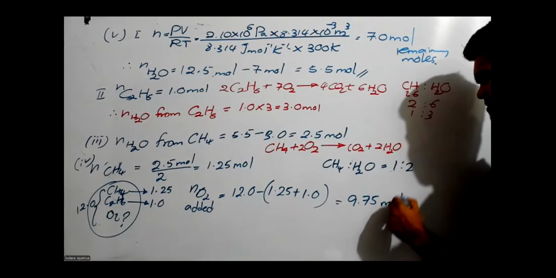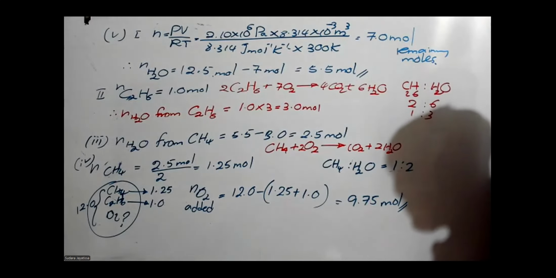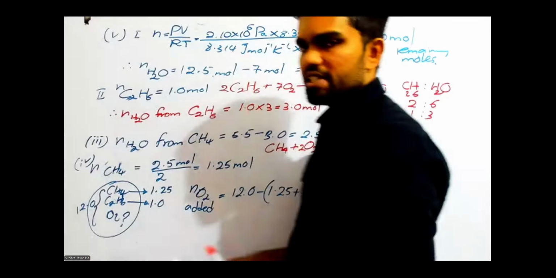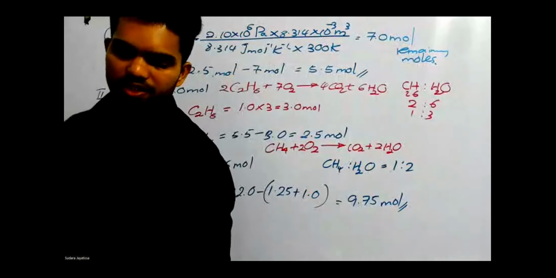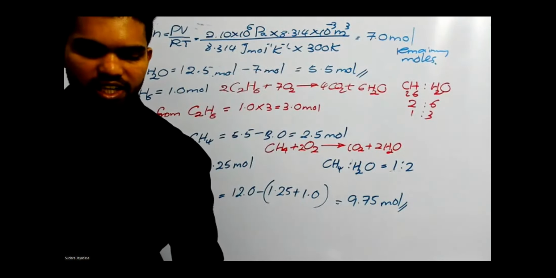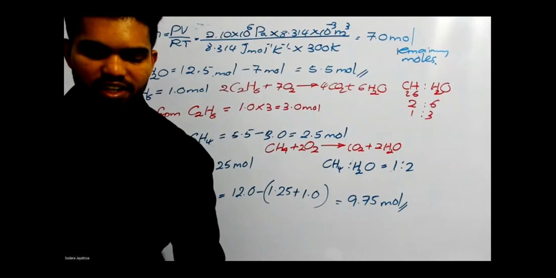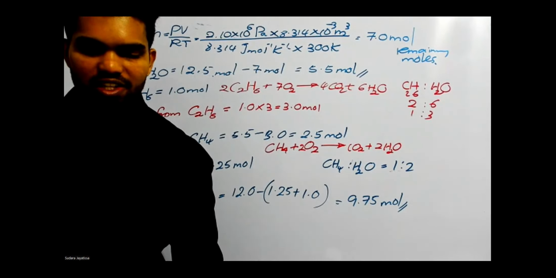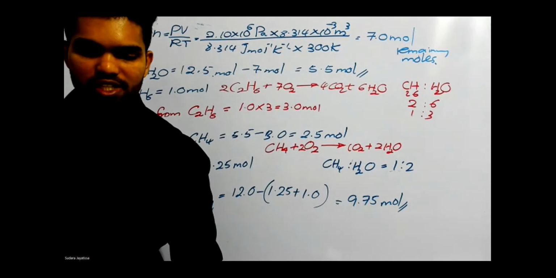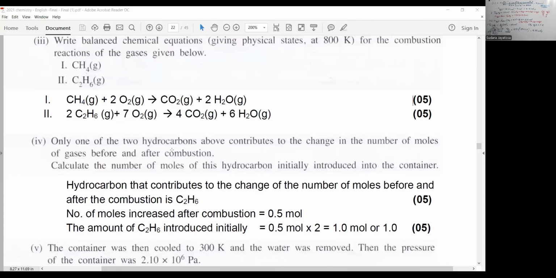9.75 moles, with the moles of O2 initially added. Is that clear, Lama? It's a very interesting question, no? What I like most in this question is the way they introduced finding the total moles. They said only one gas contributes to the increase in the number of moles, and you can find that gas using the final and initial mole difference. It's a very interesting part. So I'll show you how to do that.